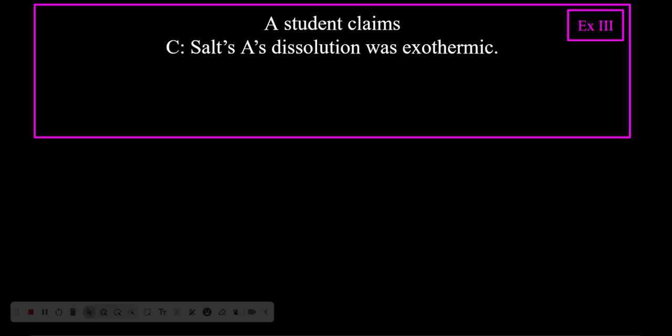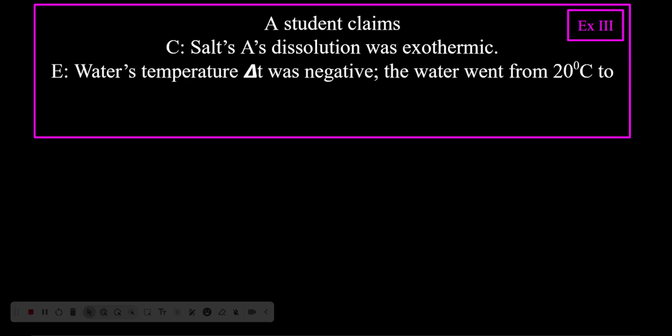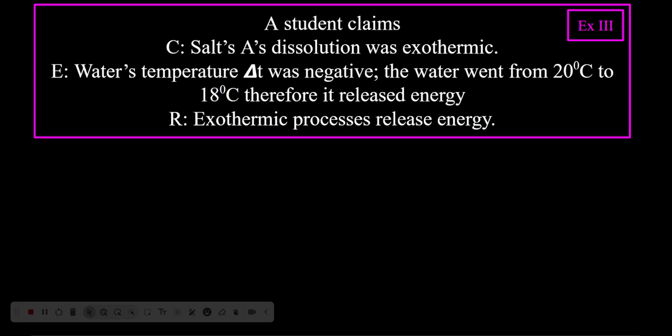Now, here's another example. In this example you're going to critique someone's claim. This person says that the dissolving is exothermic, and here's their reasoning or evidence. The temperature went from 20 to 18, so it's a negative delta T, so they're saying the water released energy. And they're saying exothermic processes release energy. All right, there you have it. Are they right or are they wrong?